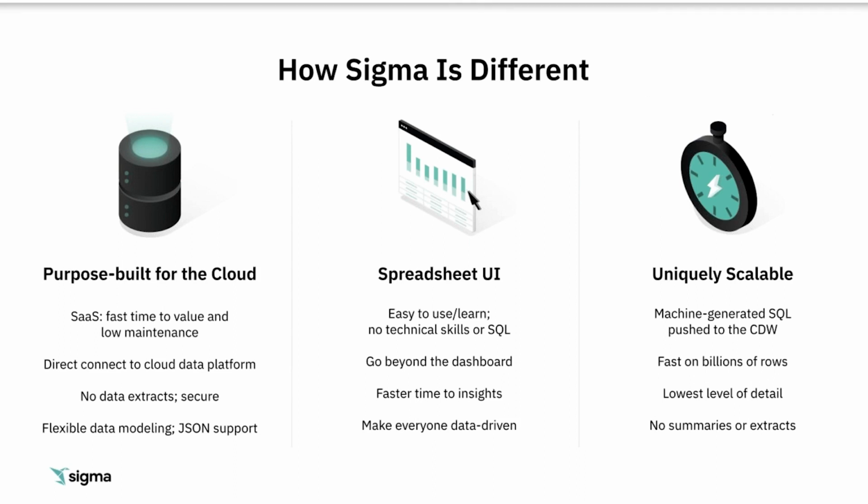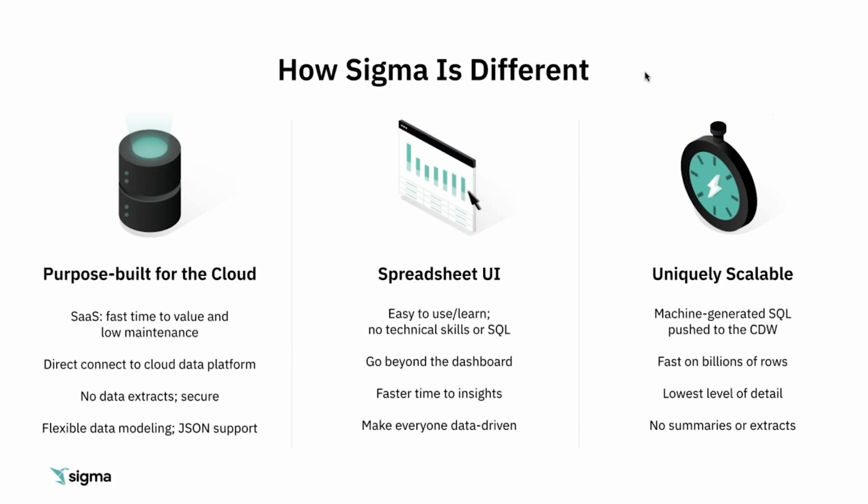The second differentiator would be our spreadsheet UI. We're very familiar to those Excel jockeys and business users, and we don't have any overhead in terms of technical skills or SQL code to learn. You can use our interface if you're familiar with spreadsheets, which about 1 billion folks on this earth are today. So there is a lot of knowledge inherent in our workforce that we can now leverage using Sigma.